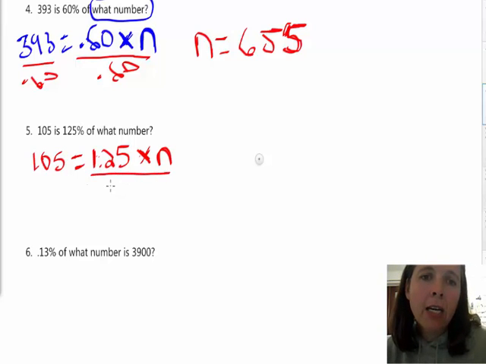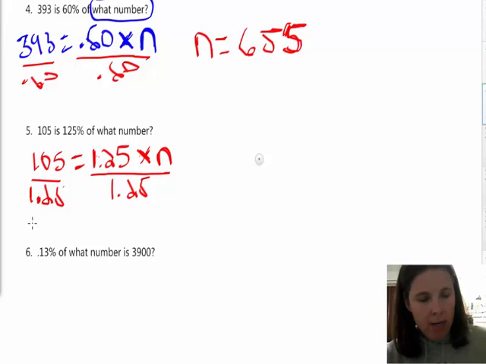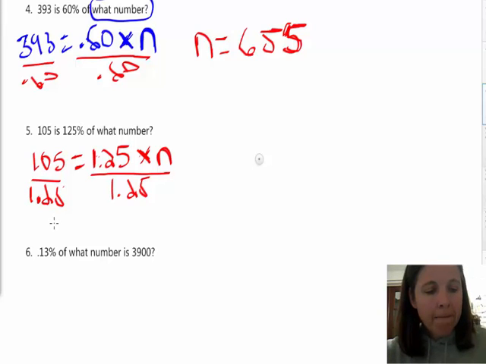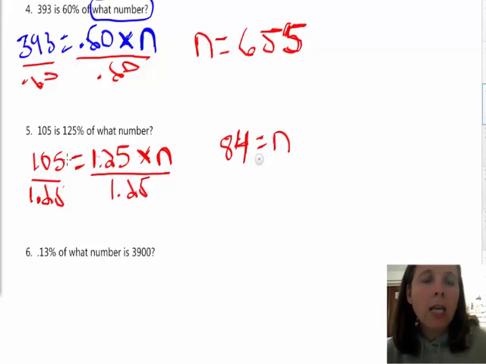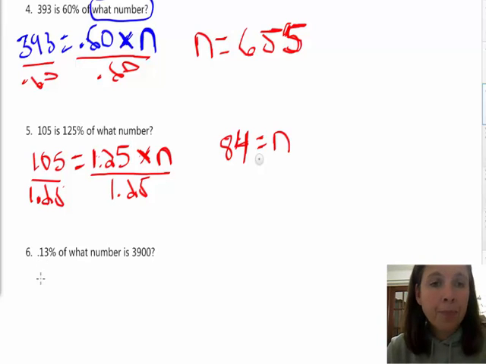So again, we're going to divide by 1.25. What you do to one side, you have to do to the other. 1.25. I hope you're listening to this so you're not going by just what I'm writing. Then it's going to be 84, when you divide that in your calculator. 84 equals N, which makes sense because it says 105 is 125% of what number? So this number would be smaller because it's 125%, so the original has to be smaller, okay?